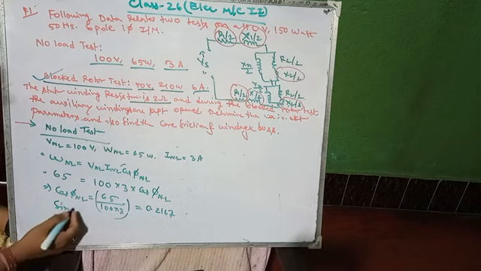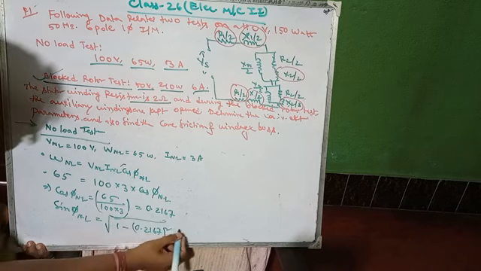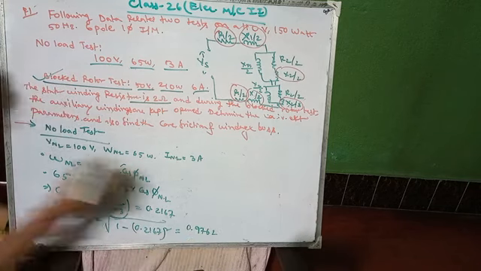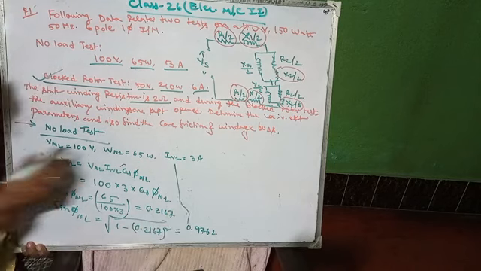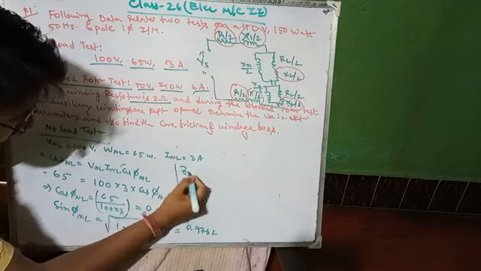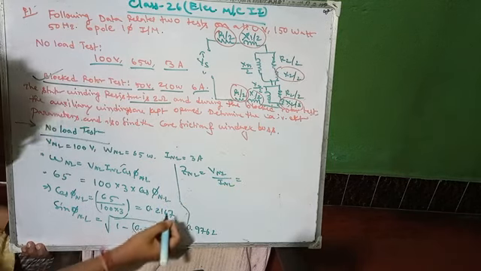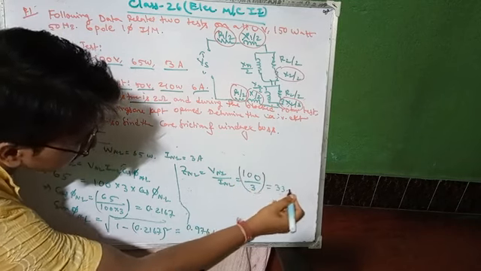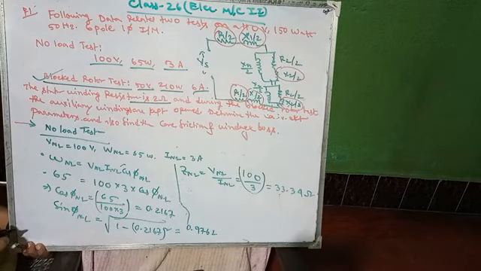Next, sin phi NL. What will be the sin phi NL? Root over 1 minus 0.2167 whole squared, so sin phi NL will be 0.9762. So sin phi is already calculated. After that, ZNL equals what? VNL by INL. VNL equals 100 and INL equals 3, so it will be 33.34 ohm. So ZNL equals 33.34 ohm.